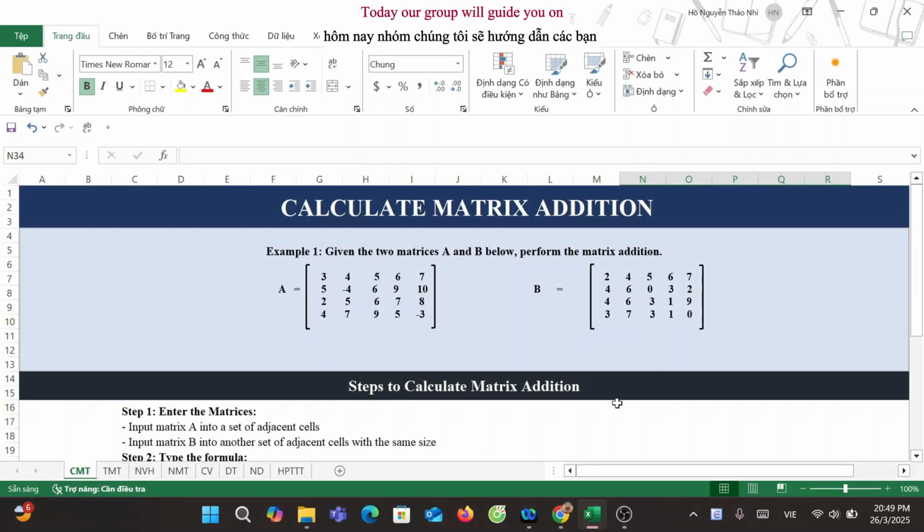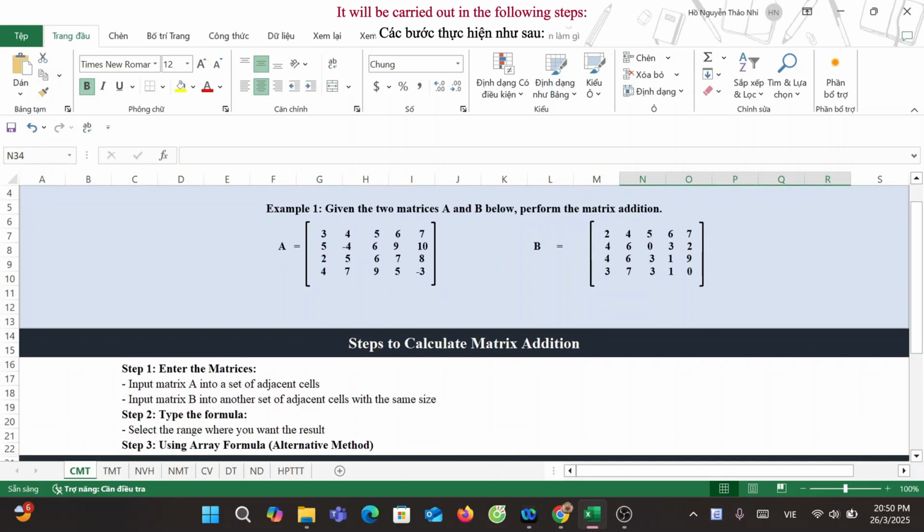Everybody, today our group will guide you on how to perform matrix addition, subtraction, multiplication, matrix inversion, solving a system of linear equations, and finding the equilibrium point of supply and demand. For example, we have two matrices A and B here. Based on these two matrices, we will perform matrix addition. It will be carried out in the following steps.